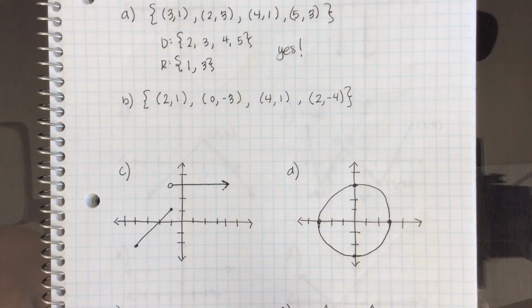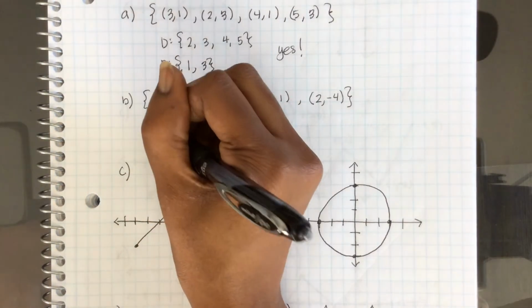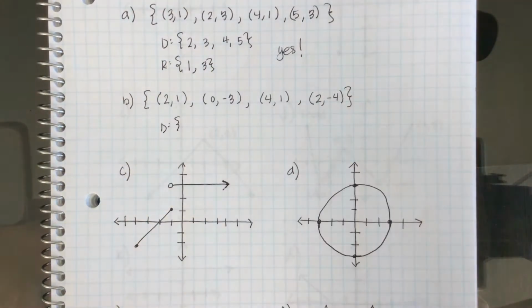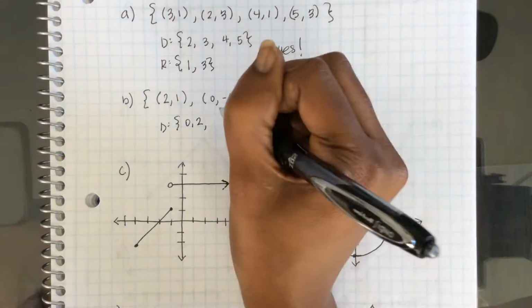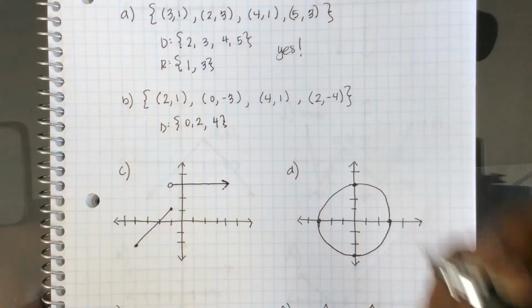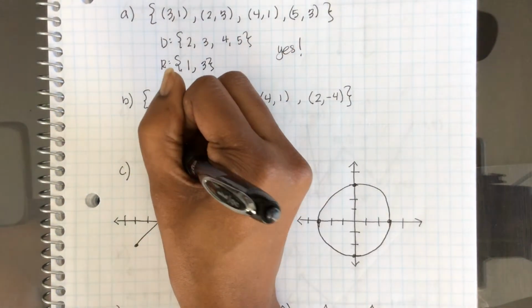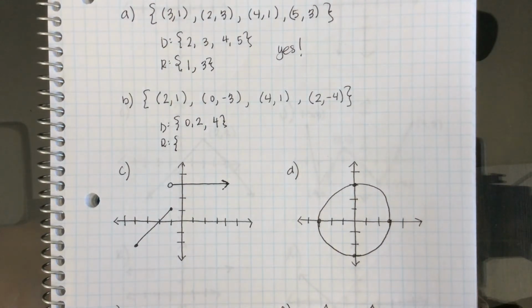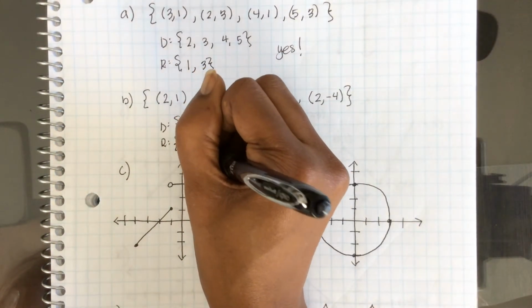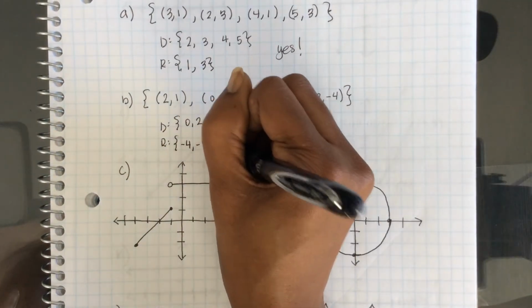Moving to part B, another set of points. So my domain in braces is going to be a set of x values, 0, 2, and 4. Ooh, that was horrible. My range, let me try to draw this better. There it is, going to be my y values from least to greatest, -4, -3, and 1.